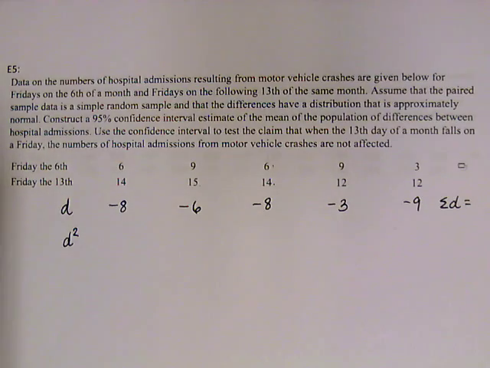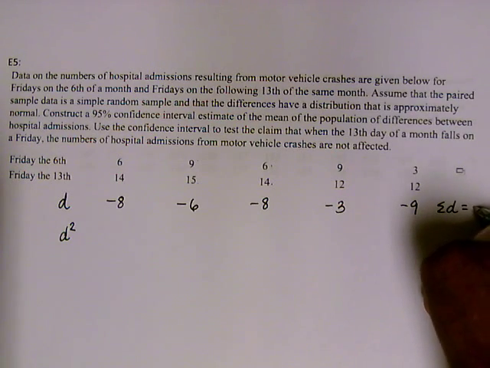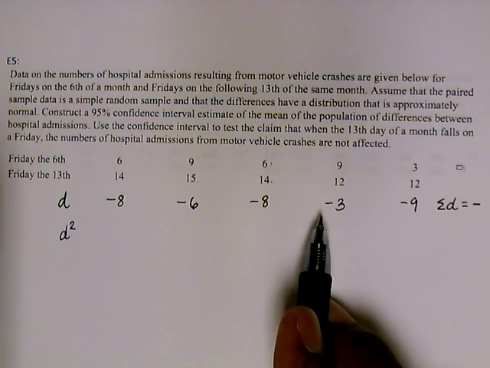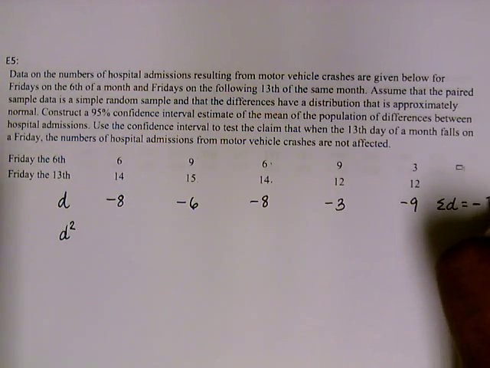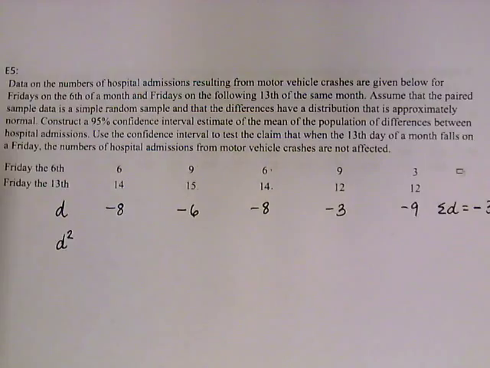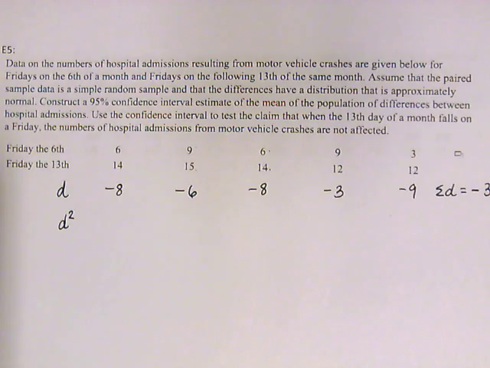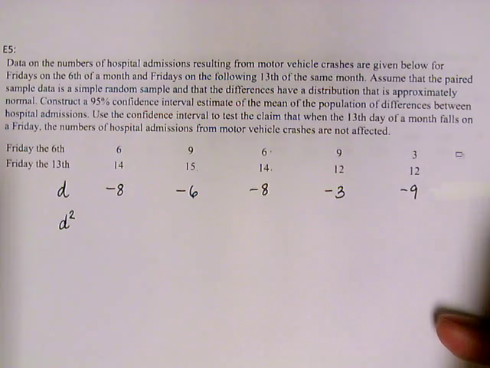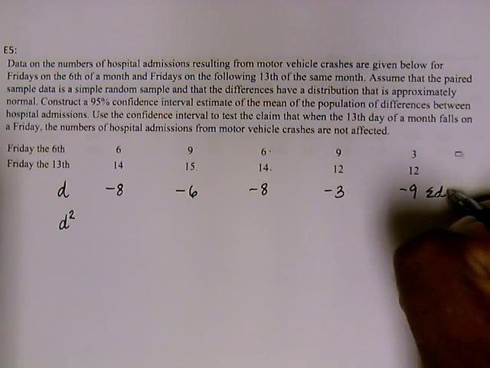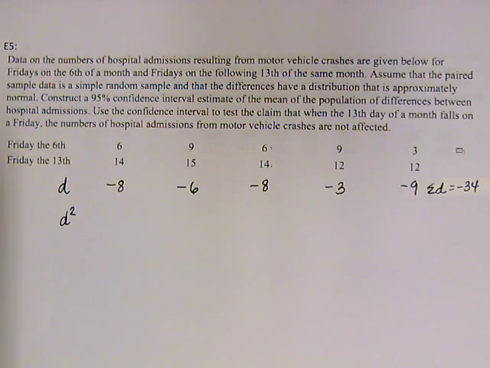And I'll take the sum of your differences here. And this is going to be a negative number because all of my data values are negative. So if I add negative 8, negative 6, negative 8, negative 3, negative 9, you should get negative 34. Let me see if I can write that a little bit smaller so you can see this. The sum of your d's is negative 34.